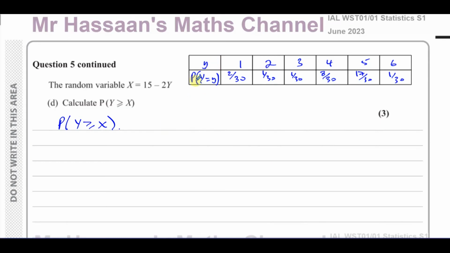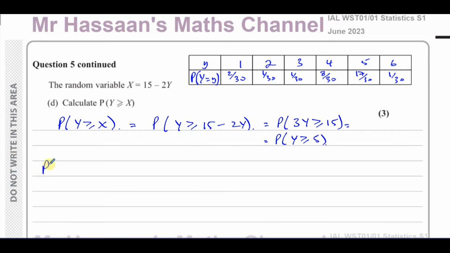Now we have the probability distribution for y, so what I would like to do is rewrite this in terms of just y. I know that x is equal to 15 minus 2y. So this is the same as finding the probability that y is greater than or equal to 15 minus 2y. We can add 2y to both sides, so that's the probability that 3y is greater than or equal to 15. Then dividing by 3, that's the probability that y is greater than or equal to 5.